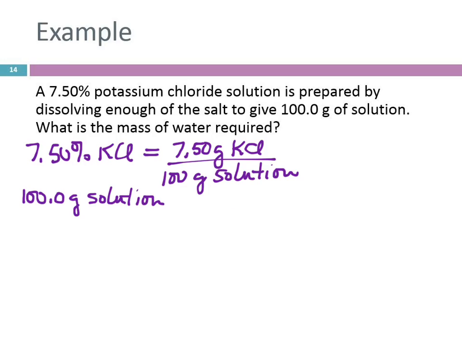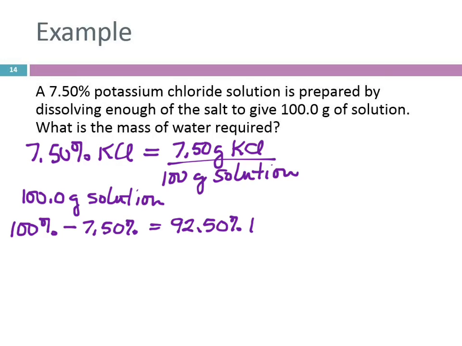So there's two ways you could approach this. The mass of the solution is 100 grams. So we could calculate the mass of potassium chloride, and then the difference between them would be the mass of the water. Or we could calculate the percent water and find the mass of water that way. Which one would you like to do? The second one? Okay, so to find the percent water, the solution is 100%, right?